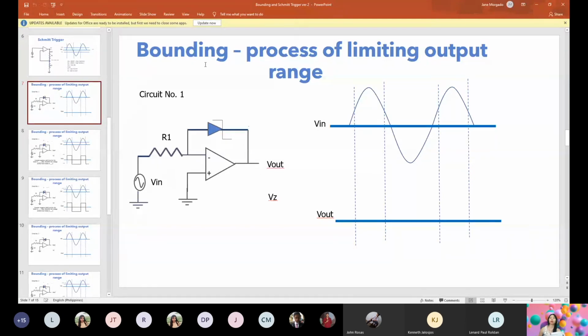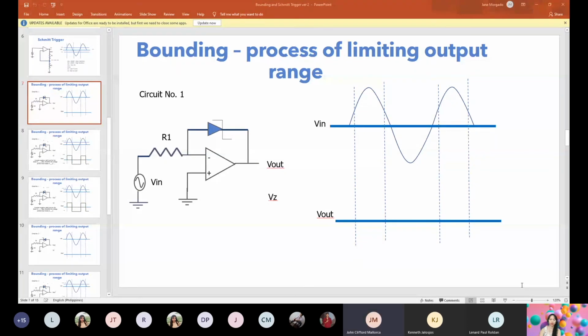For bounding, bounding is the process of limiting the output range by the use of a Zener diode. Last time we discussed the Zener diode. A Zener diode can operate both in forward and reverse bias. If it is in forward bias, what is the voltage across the Zener diode?